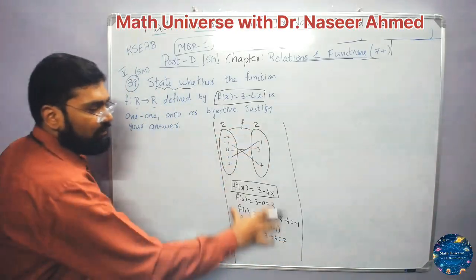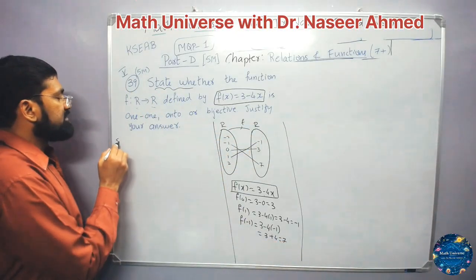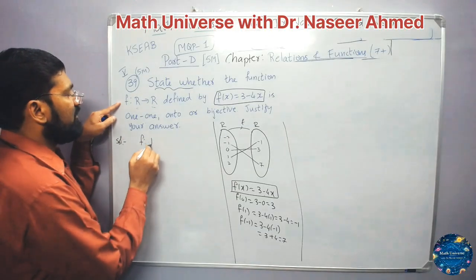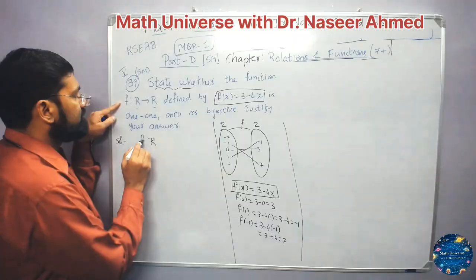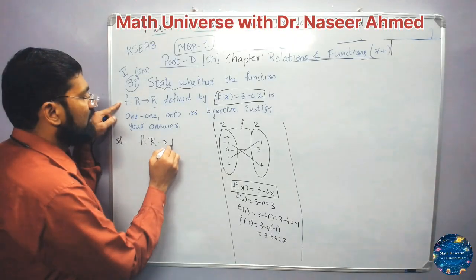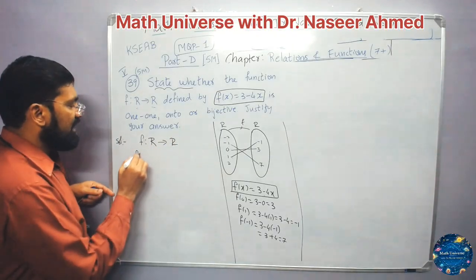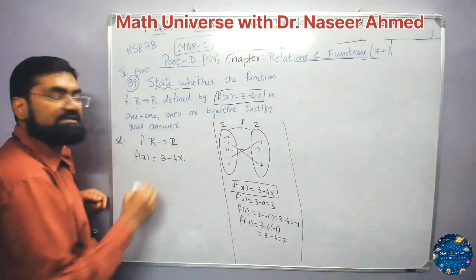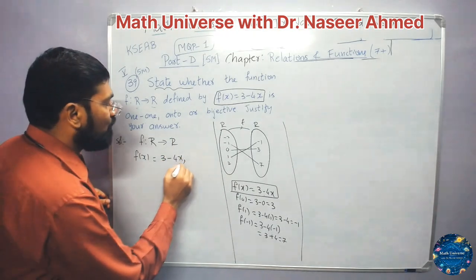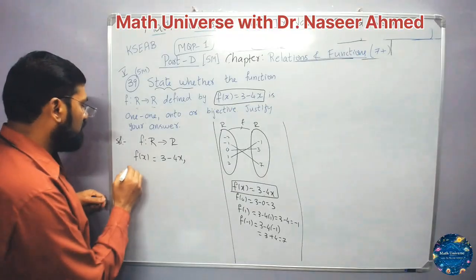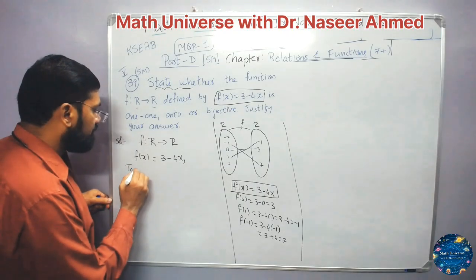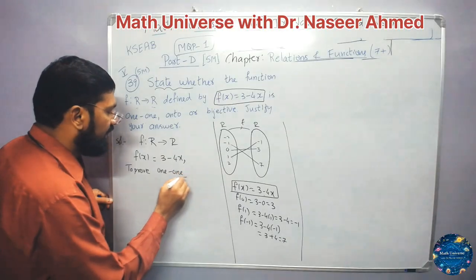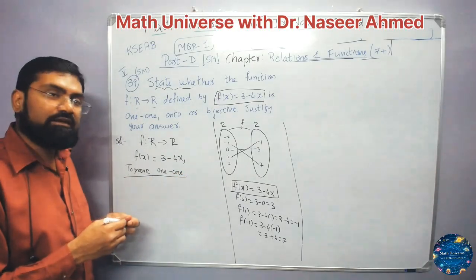In examination, you can avoid this working. Now solution part. First take the data. It is a function from where to where? R to R. And f of x is given as 3 minus 4x. Now I have to go for proving 1, 1. So to prove what? 1, 1. That is the heading, so that you understand what we are trying for.